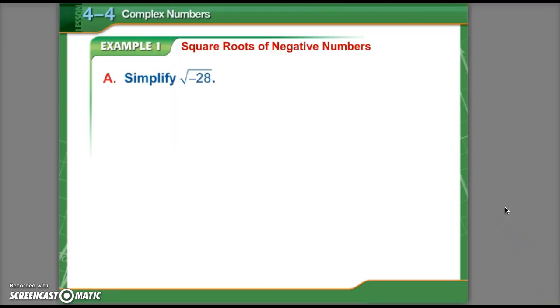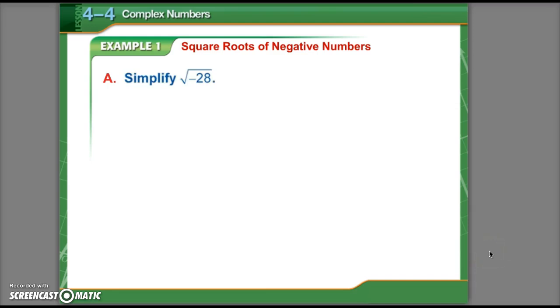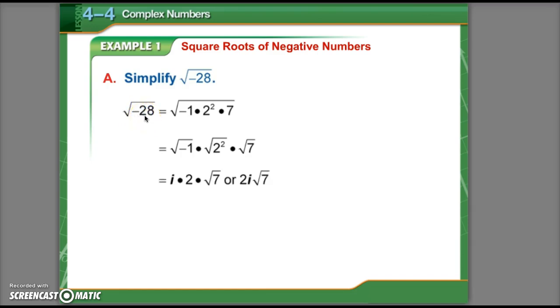Okay, so our first example is about square roots of negative numbers, and we need to simplify the square root of -28. So what we're going to do first is break down -28 into all of its factors. The key here is you want to see if there are any factors of -28 that happen to be perfect squares.